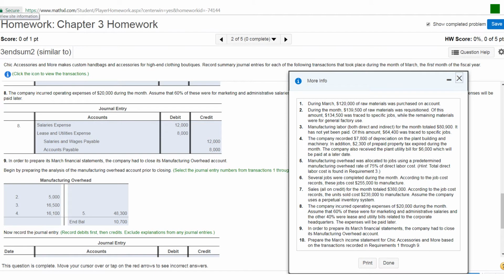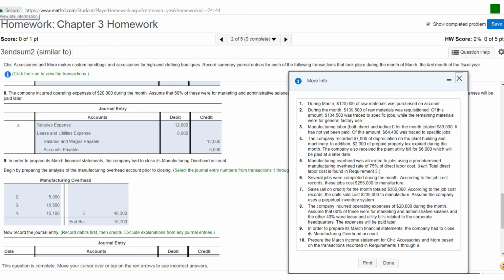Okay, so this is going to be for transactions 8 and 9. Transaction number 8 says the company incurred operating expenses of $20,000 during the month. It says assume that 60% of these were for marketing and administrative salaries, and the other 40% were for lease and utility bills related to the corporate headquarters.